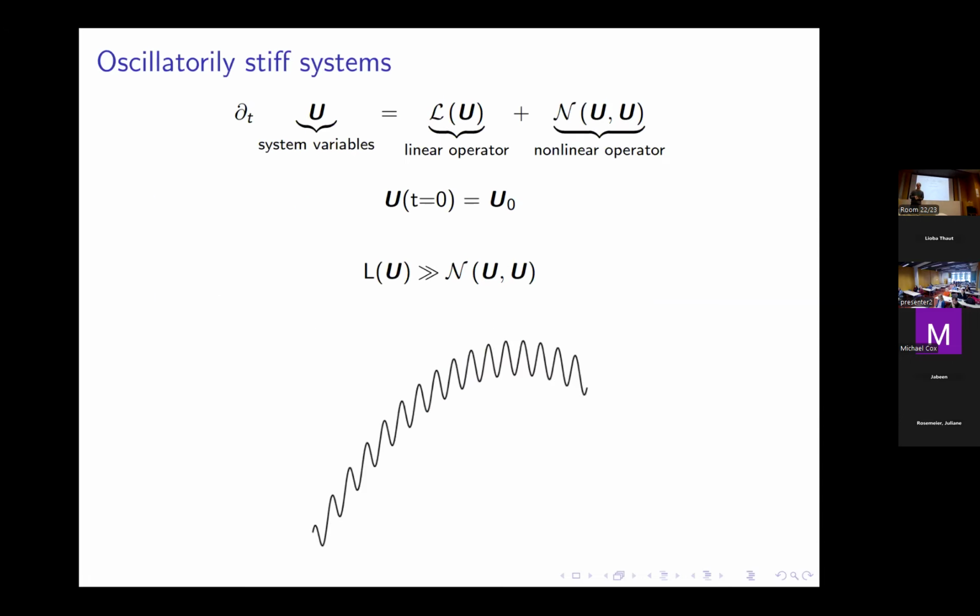So the type of system we're concerned with are oscillatorily stiff systems. By that, I mean we have a time evolution. There's a linear and a nonlinear part, and the linear part is much bigger than the nonlinear part. So you have very quick linear oscillations that are modulated by some nonlinear behavior in the background, as in this schematic.